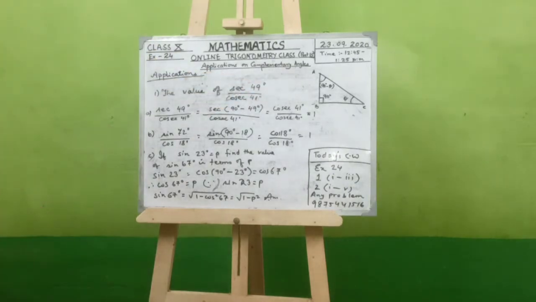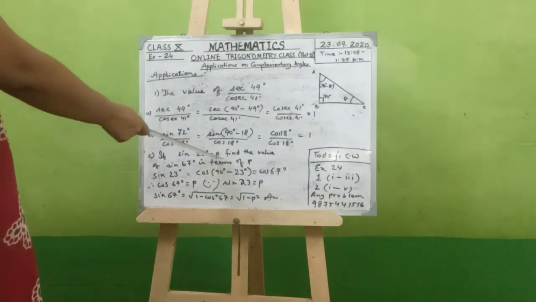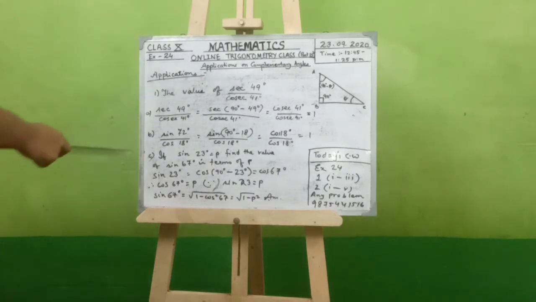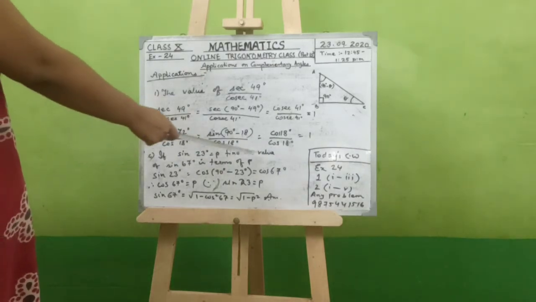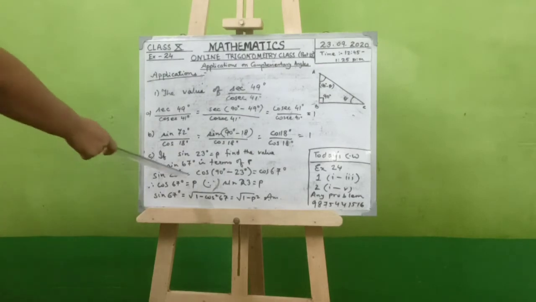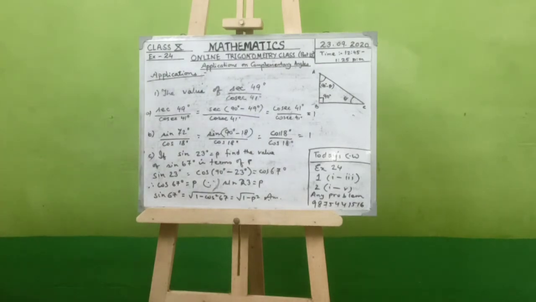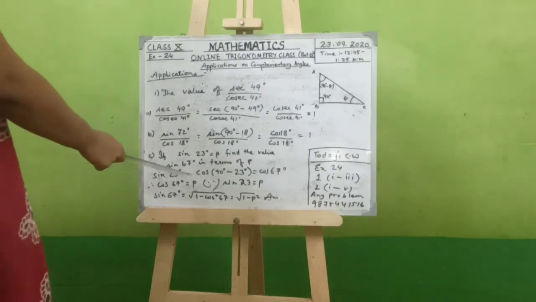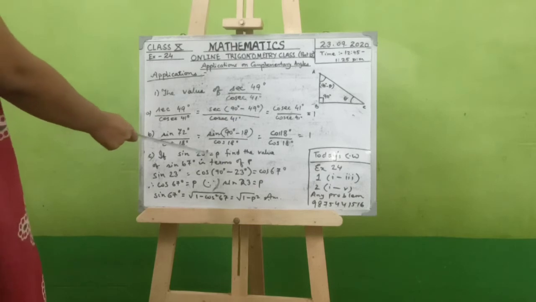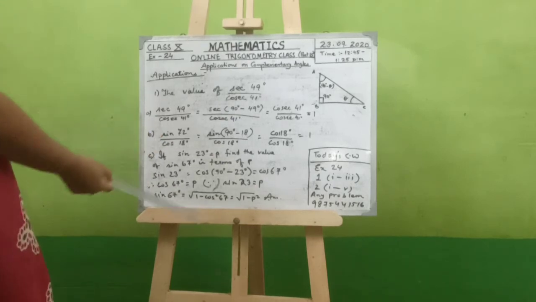Now, in sum number C, if sin 23° is equal to P, find the value of sin 67° in terms of P. Now, sin 23° is equal to cos (90 minus θ), where θ is 23. That is equal to cos 67°. So 90 minus 23 is equal to 67. So cos 67° is equal to P.